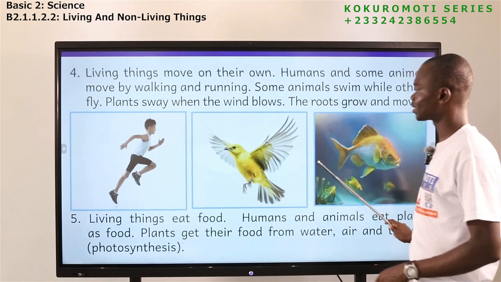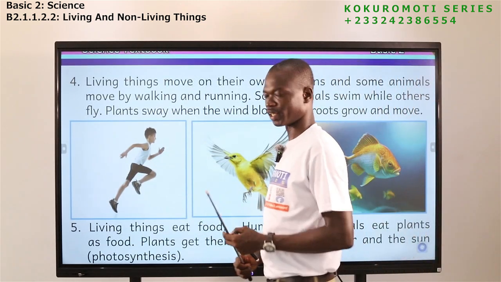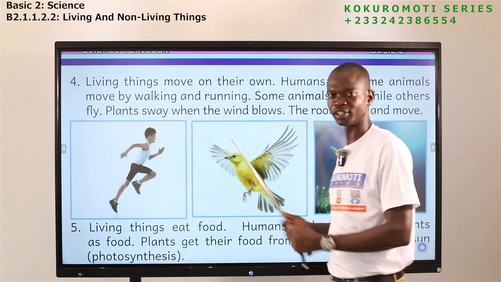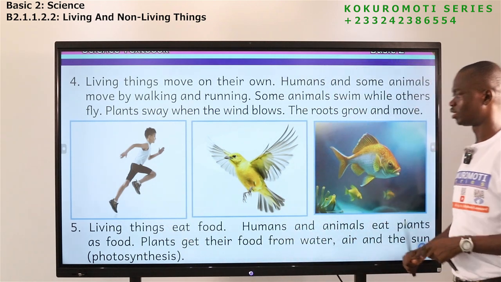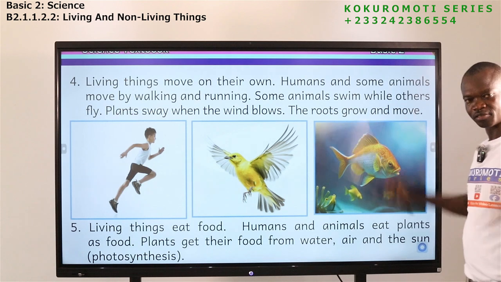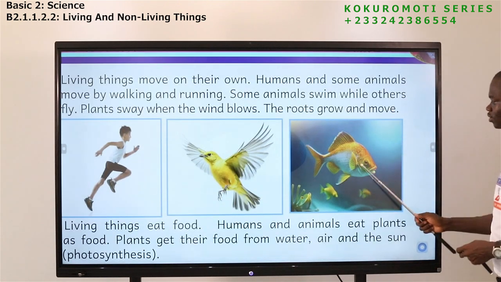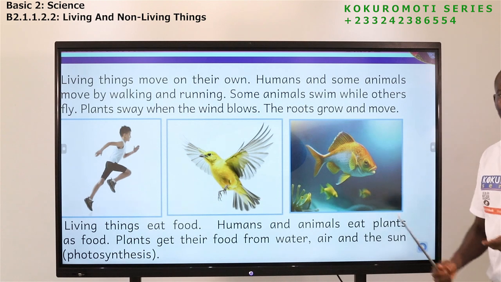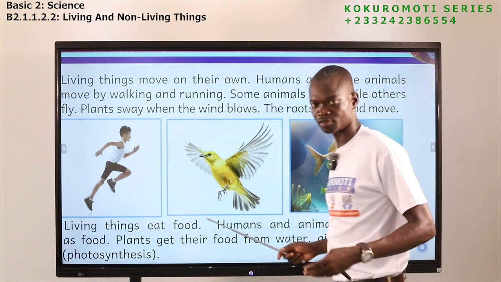Okay, so we are saying that living things also what? Move. Look at this boy. What is he doing? He's moving by running. Look at this bird. What is it doing? It is moving by what? Flying. What is this animal doing? The fish. It is also moving by what? Swimming. So living things move.